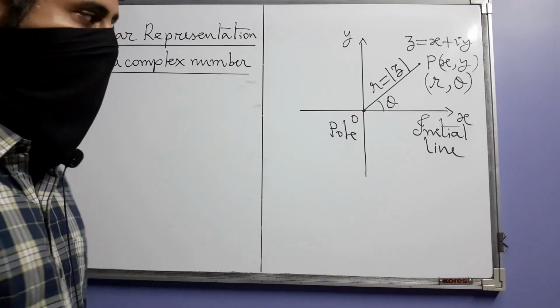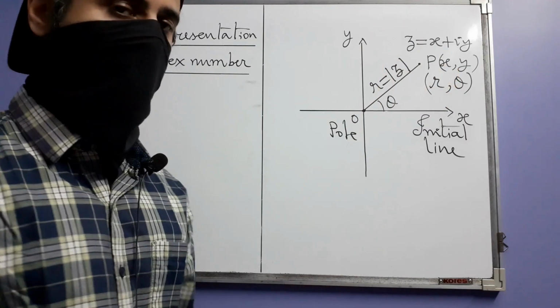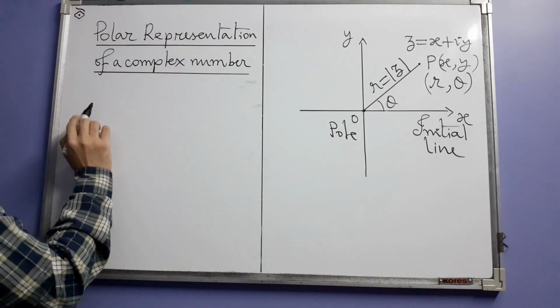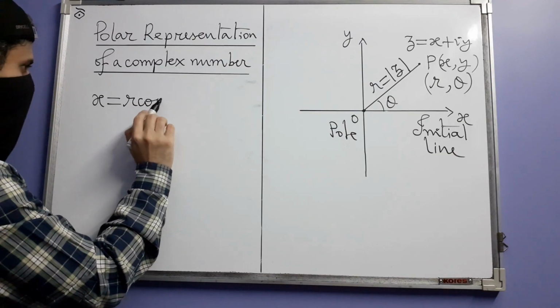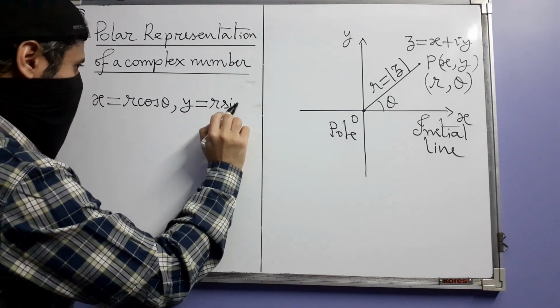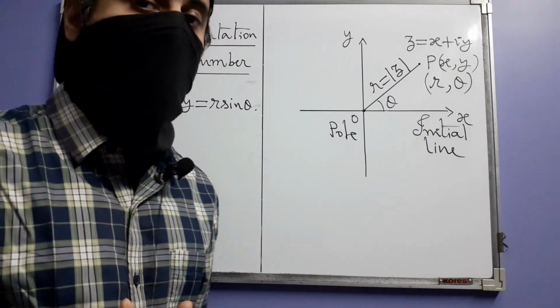Okay, fine. But now what is the relationship between the Cartesian coordinates and polar coordinates? The relationships are these: x equal to r cos theta, y equal to r sin theta. But the question is why? How?